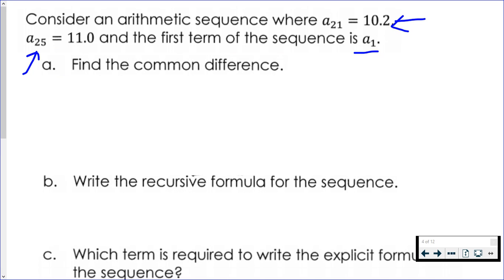First thing we're going to do is find the common difference. The common difference is the number that you add or subtract to get from one term to the next. But we don't have consecutive terms here. The 21st term is not next to the 25th term. So in order to find the common difference, you have to think about how far away from each other these terms are.